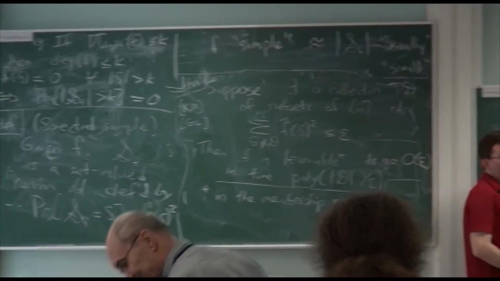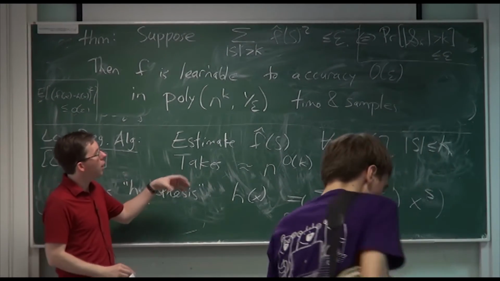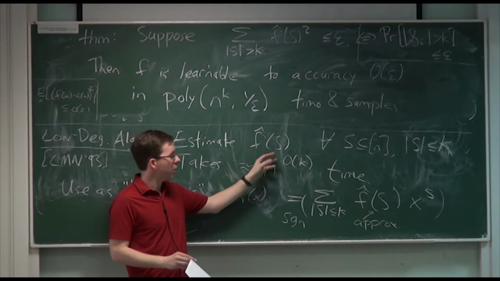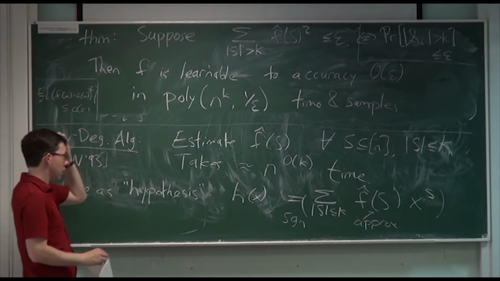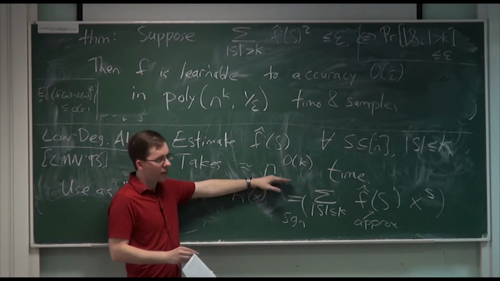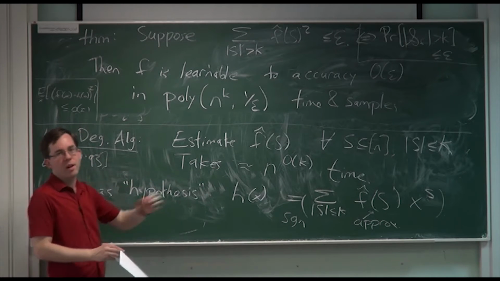For this learning result, it says that if you hope or believe or know that almost all of the Fourier coefficients are on small degree, like all the large Fourier coefficients are on small degree sets, then you can learn it in time n to the k, where k is your bound on the size of the sets, which is also the number of sets of size at most k.